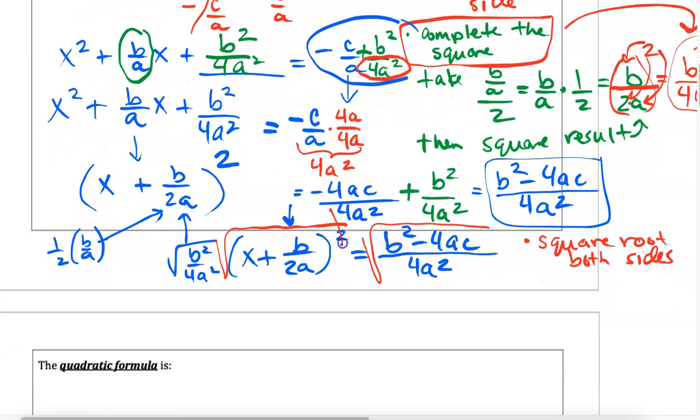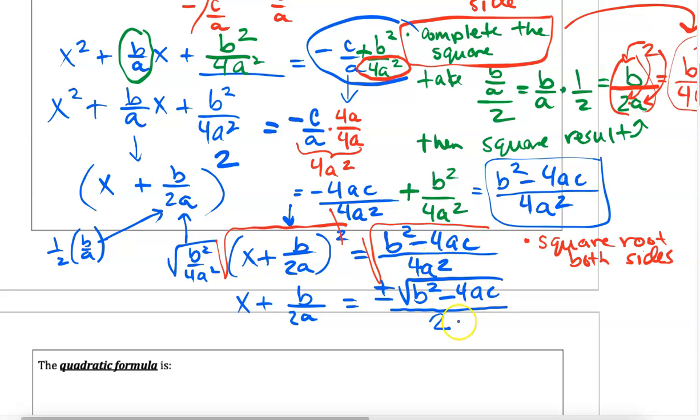So on the left side, the square root and the square cancel, and I would just have x plus b over 2a. On the right side, I would have plus and minus. And then for the numerator, since there's a subtraction, I can't split the square root. I just have to keep all of that under the square root. But for the denominator, since the 4 and the a squared are connected through multiplication, I can go ahead and square root them separately. So the square root of 4 is 2. The square root of a squared is a. Okay, so this is what I have on the right side.